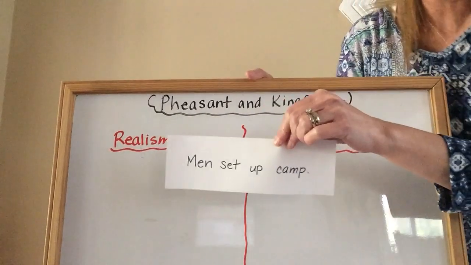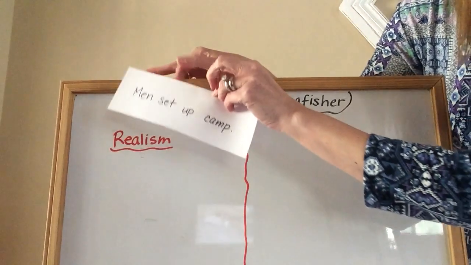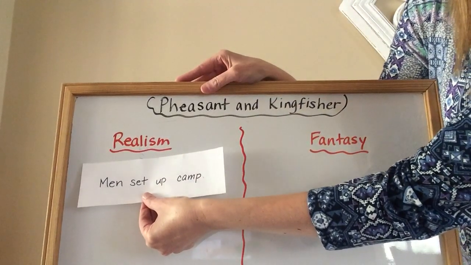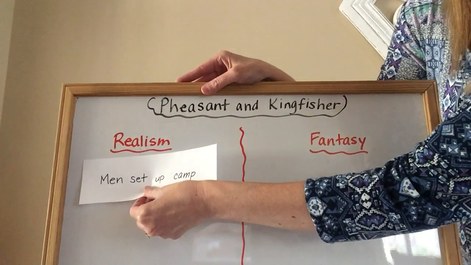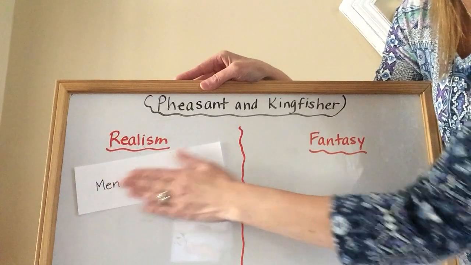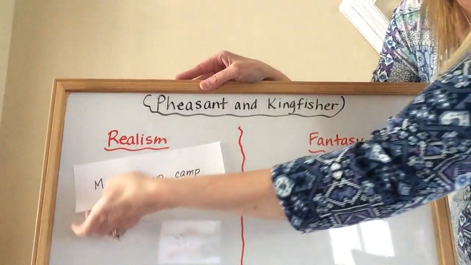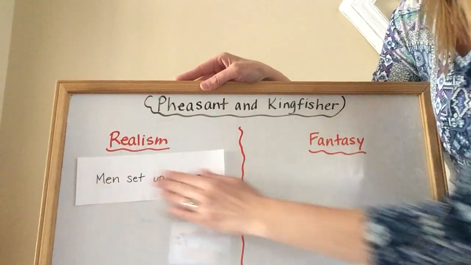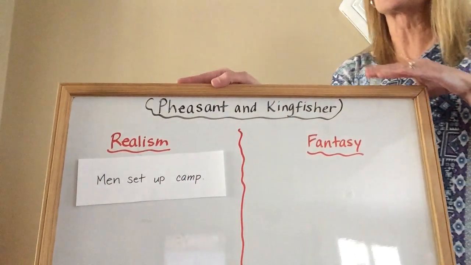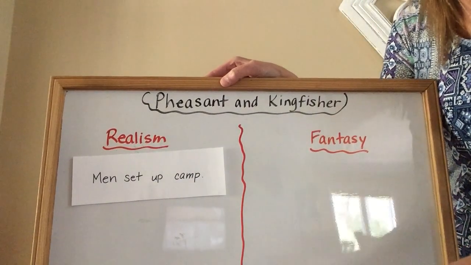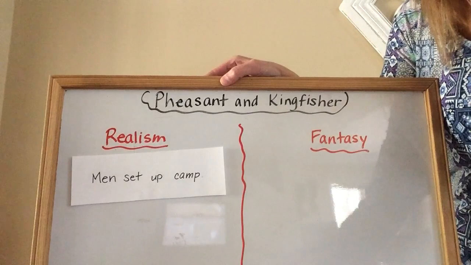Okay, if you said realism, you're right. So I'm going to see if I can hold my chart plus tape this on in the correct column all at the same time. This is a little tricky when you're doing it on a video camera. Okay, might not be straight, but you get the idea. Well, we'll try to straighten it out a little bit, otherwise it won't all fit. Okay, there we go. Men set up camp. They could do that in real life, couldn't they? Okay. All right, the next one, let me see here.